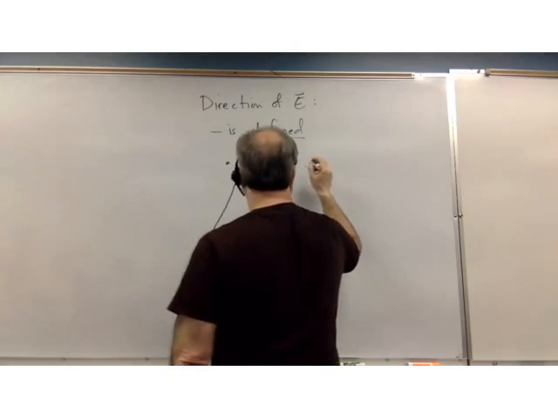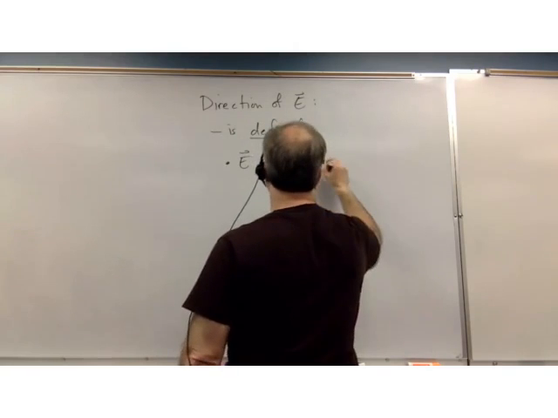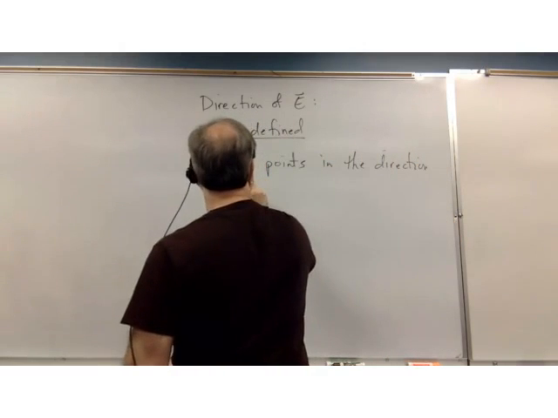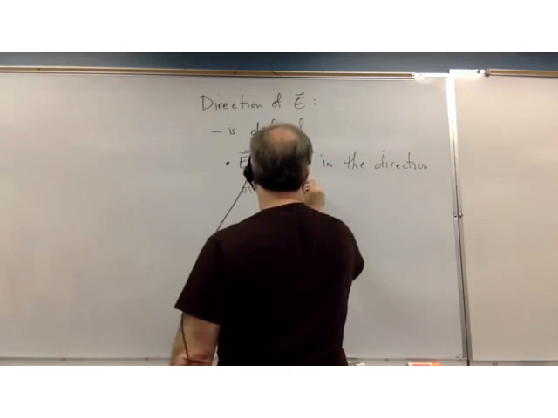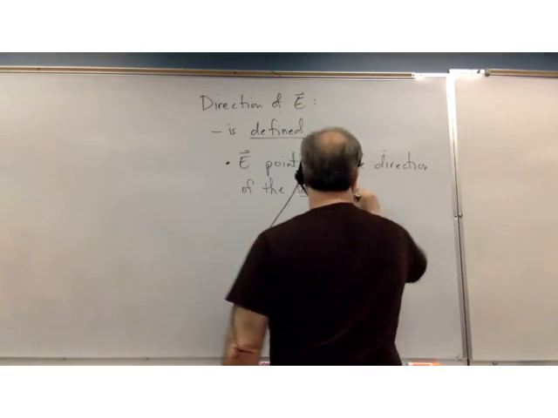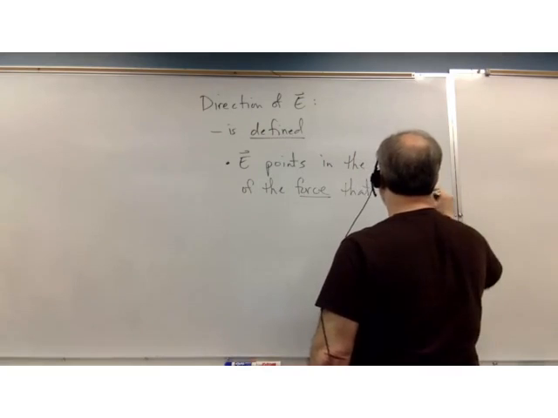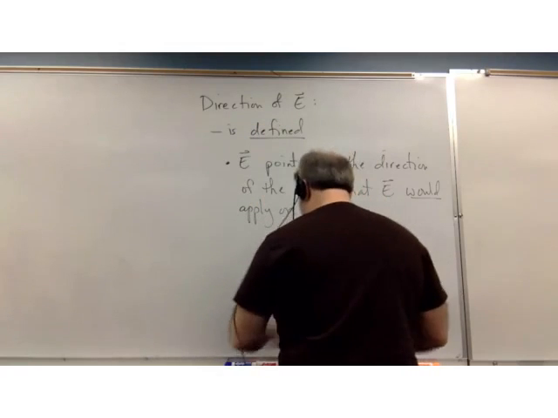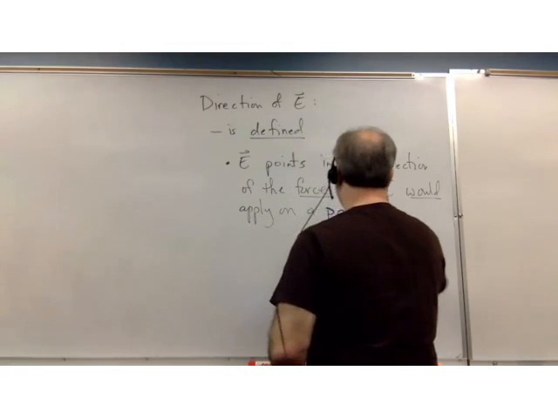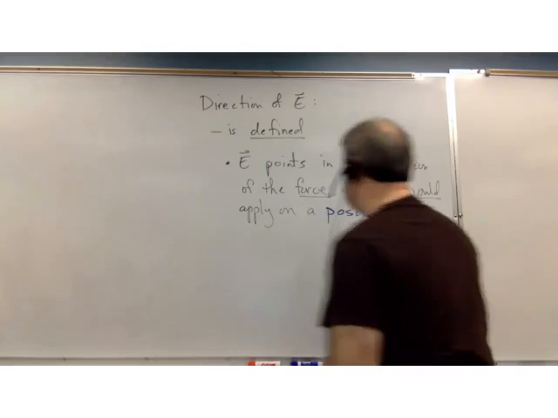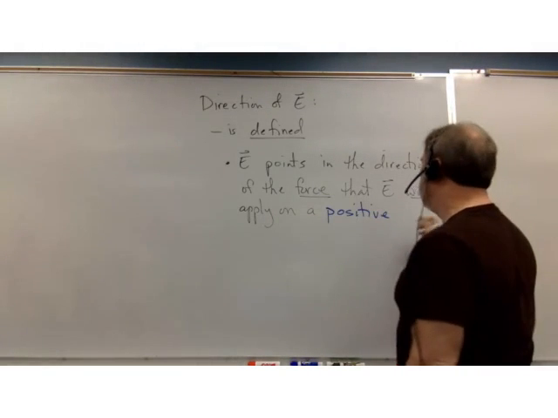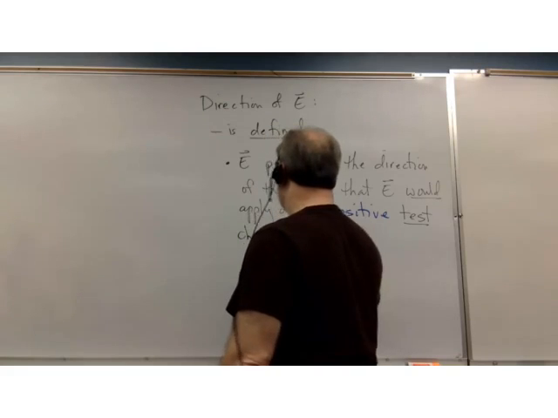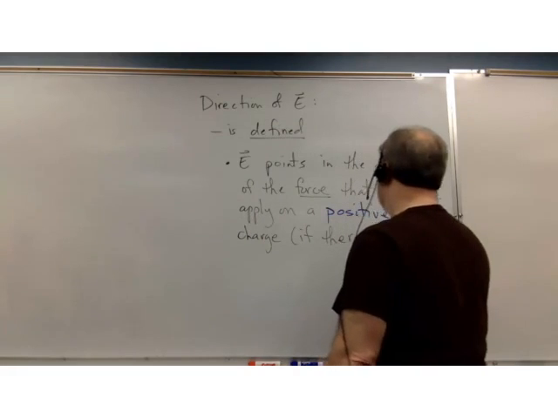The definition is that the electric field of a source charge or a collection of source charges is that E, the vector E, points in the direction of the electric force that the electric field would apply on, and here comes the crucial word, the force that the electric field would apply on a positive test charge, if there were one, which there usually isn't.